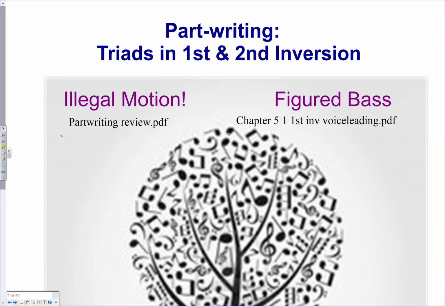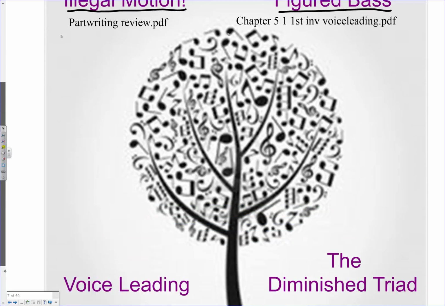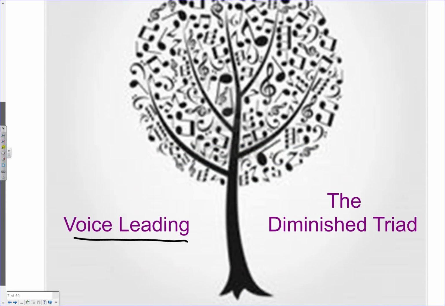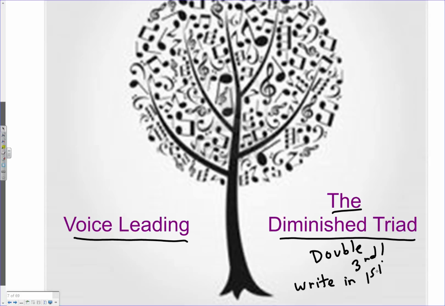In this chapter, we're going to be discussing part writing with triads in first and second inversion. We'll talk about illegal motion. We'll talk about figured bass, as we kind of did in the last frame with the 6 and the 6/4. Okay, and we'll also talk about how to voice lead for triads in first inversion and second inversion, and the diminished triad, which we touched upon a little bit earlier. With the diminished triad, we always want to double the third and write it in first inversion.